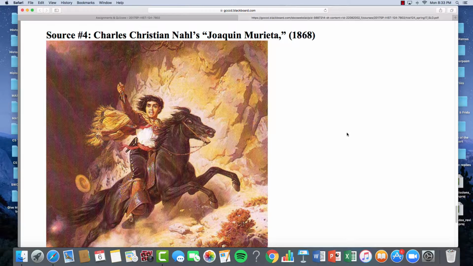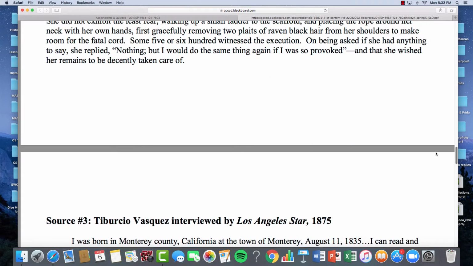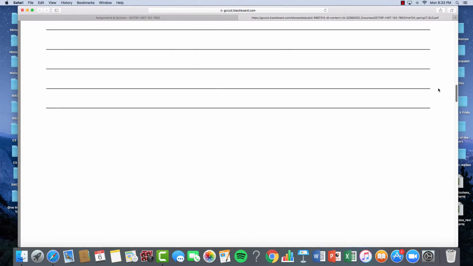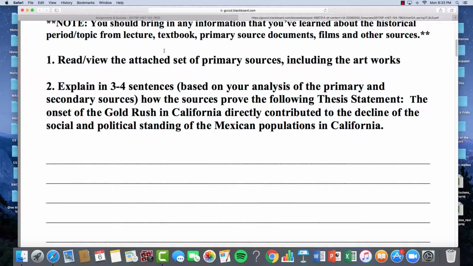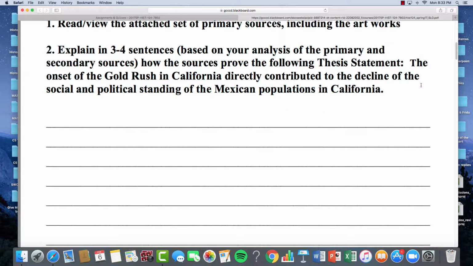So after you look at these 4 sources, let's go back to the beginning of the worksheet here, and here's what it is that you really have to do. As we saw in step 1, I want you to look at all 4 of those documents, which we just did right now. And then the second thing you need to do, and here's the first thing you have to write, is explain in 3 to 4 sentences, or you can go 5 to 6 if you need more, how the 4 sources prove the following thesis statement.